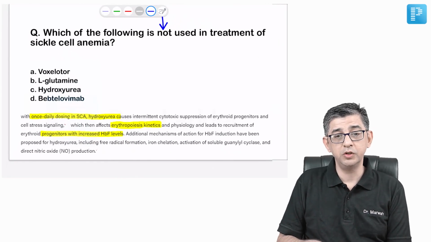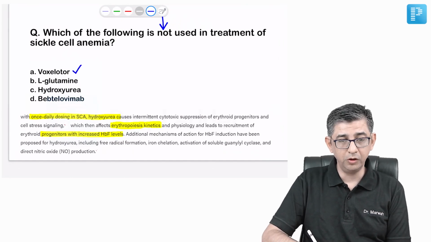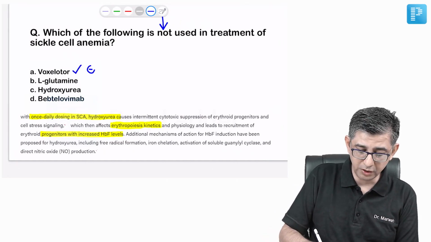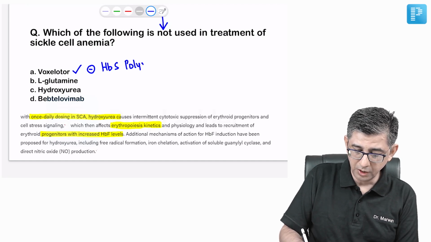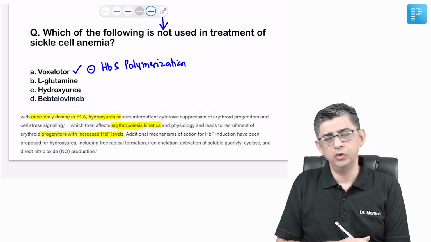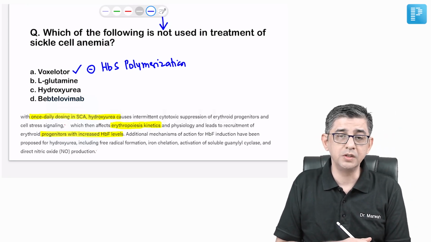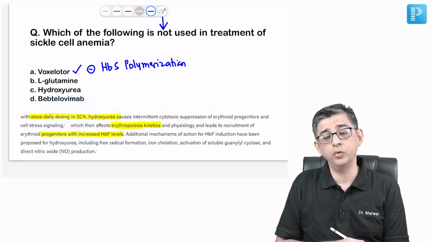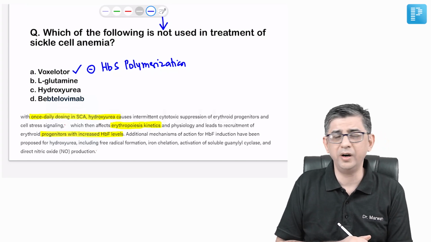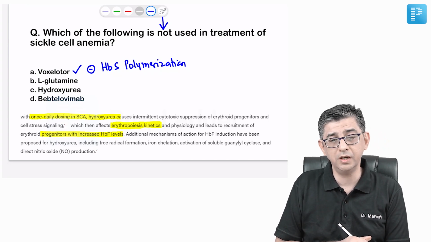The question was saying which of the following is not used. So voxelotor is used. I told you the mechanism of action, inhibition of hemoglobin S polymerization. So the sickling episodes will become relatively lesser. Though you would be able to pick up the answer by this particular point of time, let's also read about hydroxyurea, what it does. We always read that hydroxyurea is useful in sickle cell anemia.